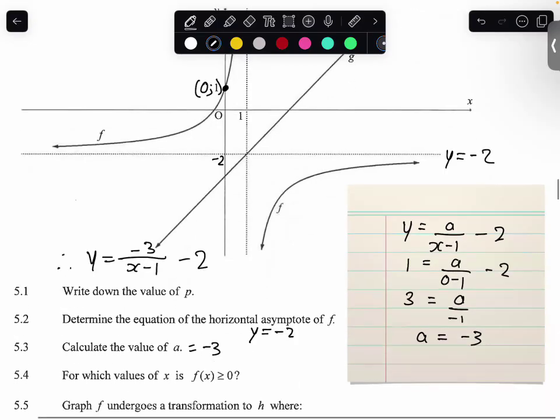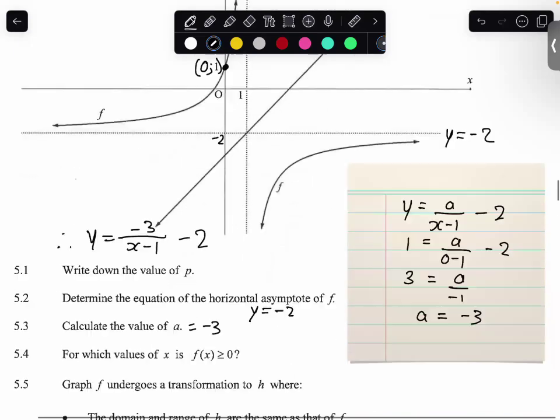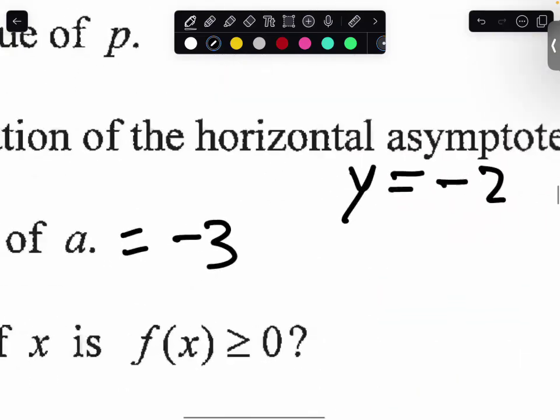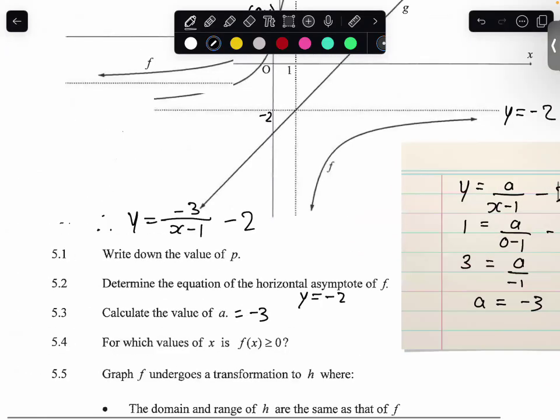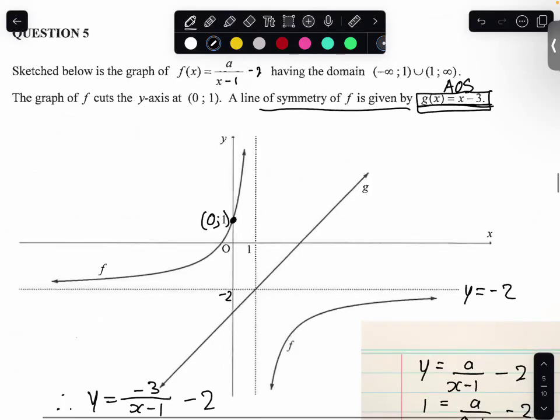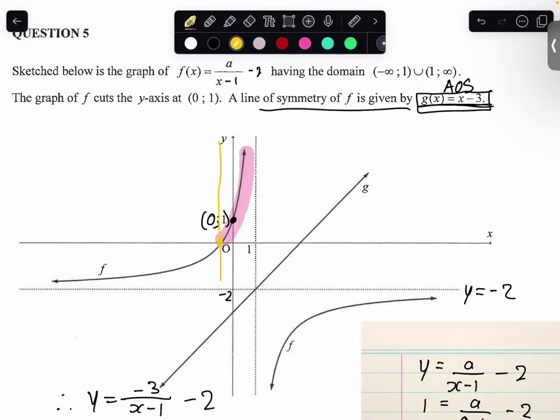For which values of x is f of x greater than or equal to 0? Rephrase this question. f of x being greater than or equal to 0 simply means where does the graph of f, the hyperbola, lie above the x-axis? Where is the hyperbola above the x-axis? Just rephrase the question for it to make sense to you, right? It's above the x-axis from here to there, right? So between whatever this x value is, from this x value to this x value is where the hyperbola is above the x-axis.